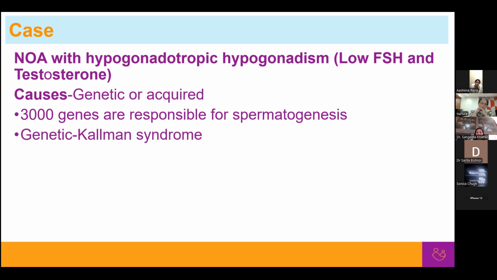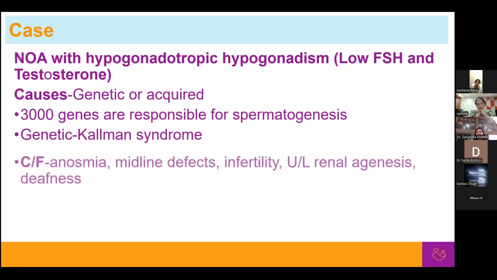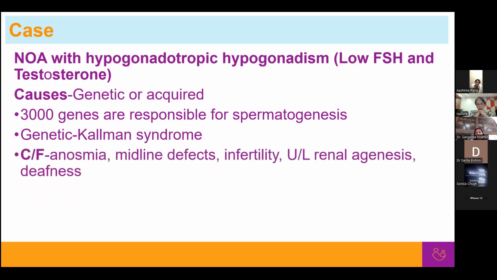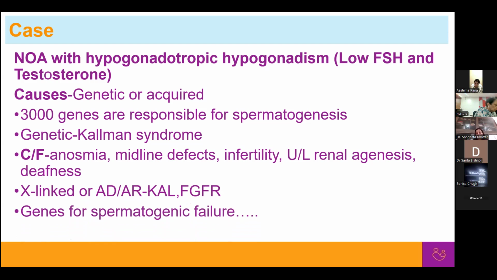And the most common genetic single gene disorder is Kallmann syndrome, and clinical features can be anosmia and normosmia as well, depending upon the genetic defect. And they can be midline defects like cleft lip, palate, single incisor in the male patient, infertility, unilateral renal agenesis, deafness. And that can be X-linked, autosomal dominant, autosomal recessive, depending upon the gene which is involved. So we are on the way to discovery of new genes for spermatogenic failure, for hypogonadotrophic hypogonadism, and I have seen many OMIM genes are also there.